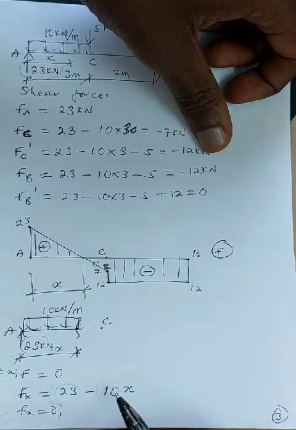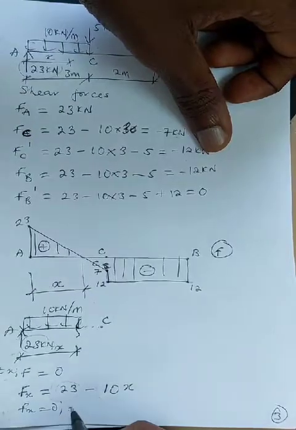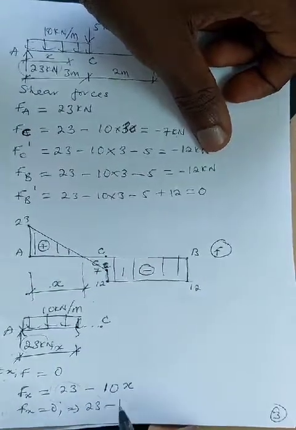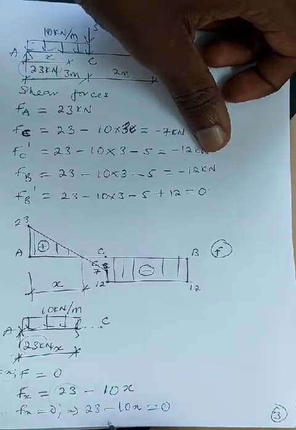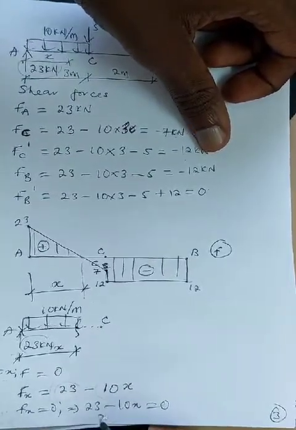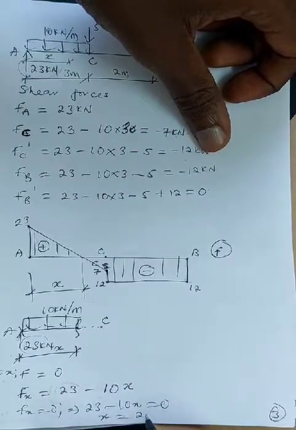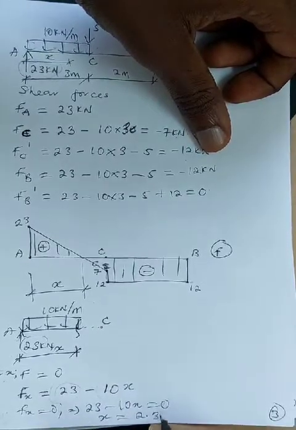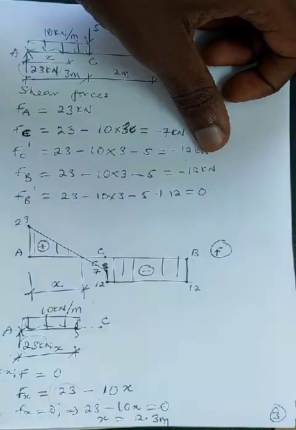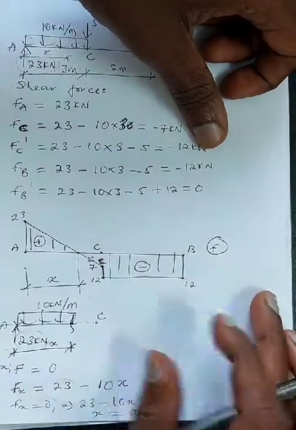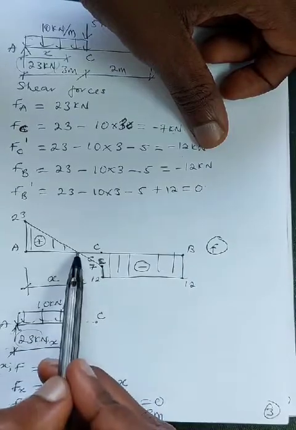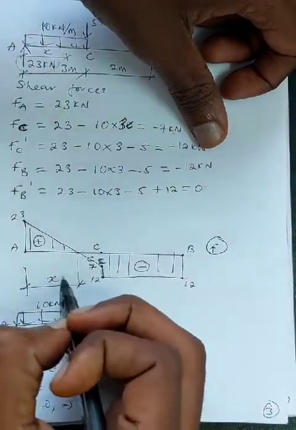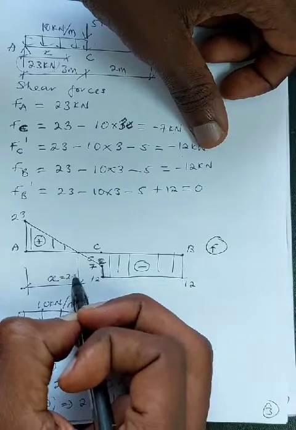So if Fx is equal to 0, we have 23 minus 10x equal to 0. So this would give us x equal to 2.3 meters. So what it means is that the point where the shear force is equal to 0 in the shear force diagram is at 2.3 meters.